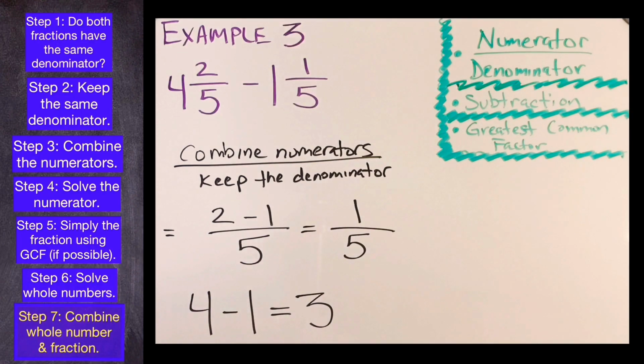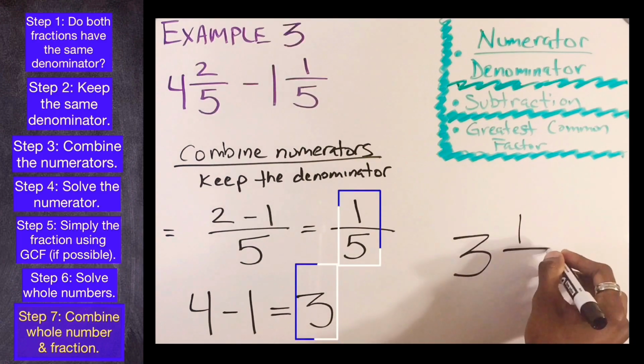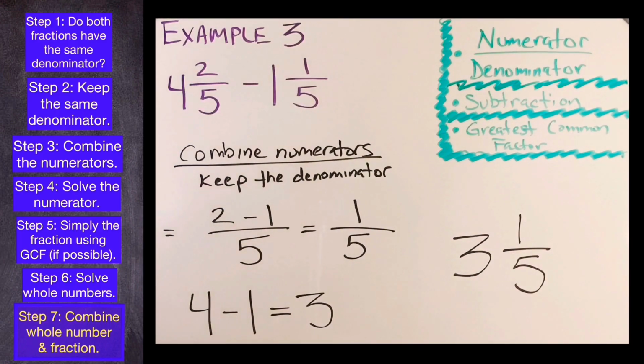Now, the 7th and final step is to place the new whole number, which is 3, right besides our fraction, which is 1 over 5. Here. So we have 3 and 1 over 5. And that is your answer.